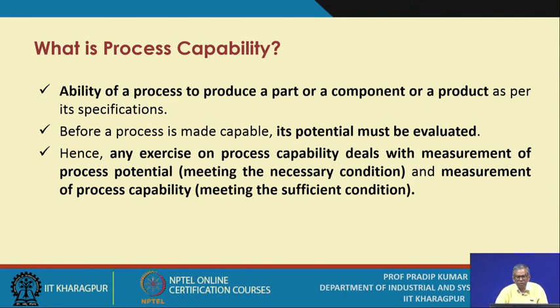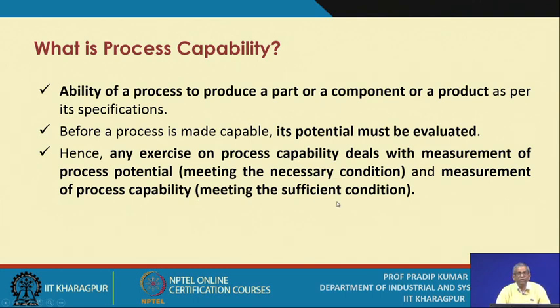Now, before a process is made capable, its potential must be evaluated. Is it okay? First, you must know whether the right kind of process has been installed or not. And if you say it's the right kind of process, that means in this context whether the process has got enough potential to be capable. So, in this particular context, any exercise on process capability deals with measurement of process potential. That means first you check whether it has got the adequate potential to be capable or not. So, you need to meet the necessary condition. Once you succeed in meeting the necessary condition, then you check whether your process is really capable or not. That means it deals with the measurement of the process capability, and you are trying to meet the sufficient conditions.